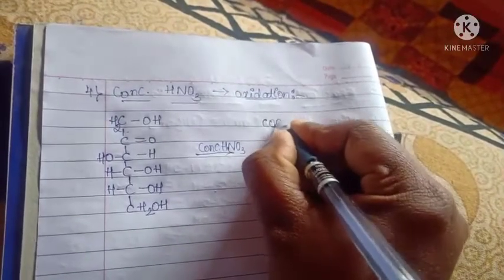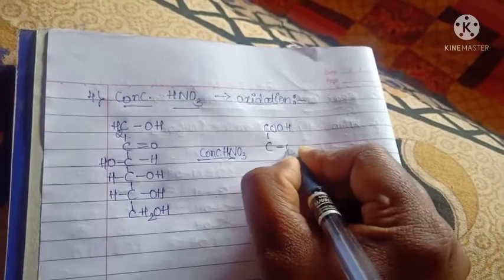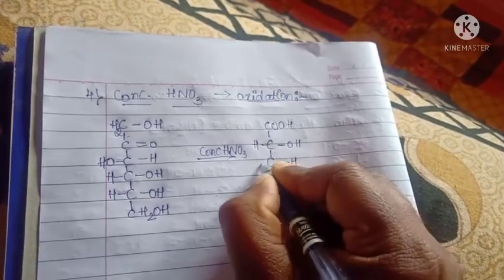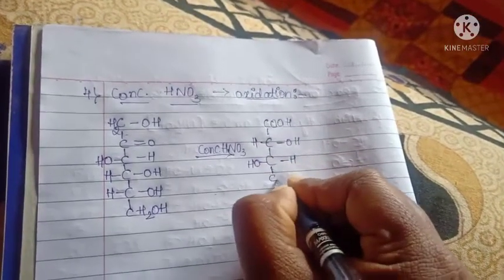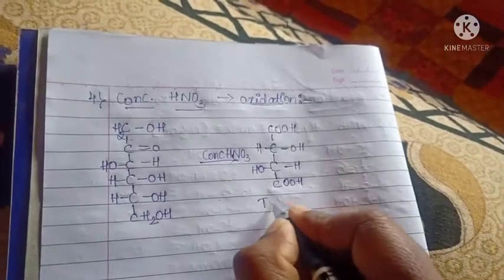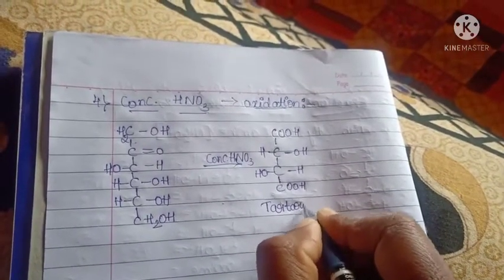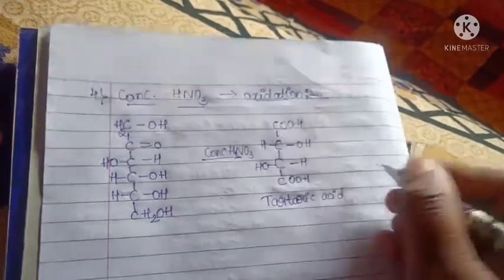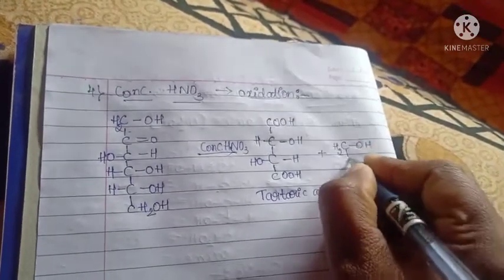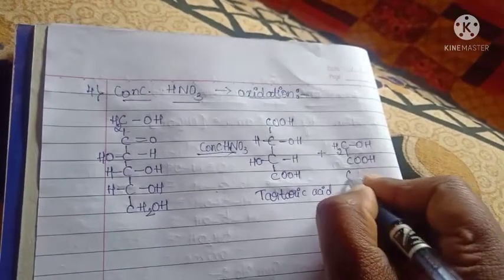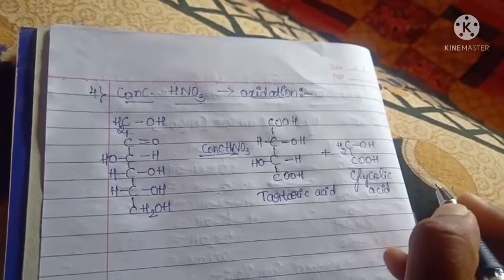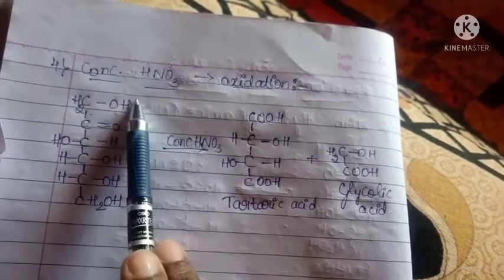Here COOH, C-OH H, then CH-OH, COOH. Okay, tartaric acid, plus CH2OH, then COOH, glycolic acid. This is all about the reaction with concentrated HNO3.